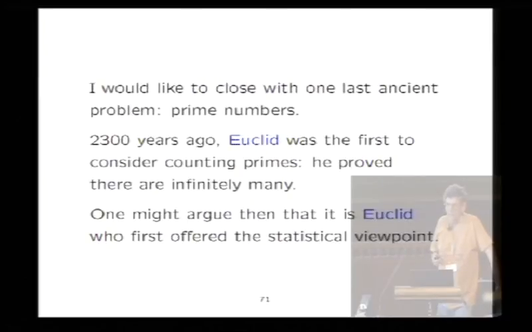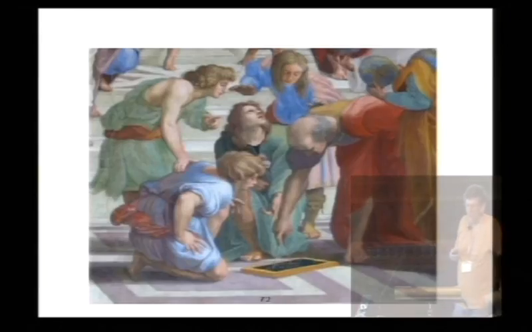I'd like to close this talk with one last problem going back to Euclid. Euclid perhaps was the first person to think statistically because he proved that there were infinitely many primes. Here's a detail of a painting of Raphael from 1510 of Euclid teaching. I really like this picture.